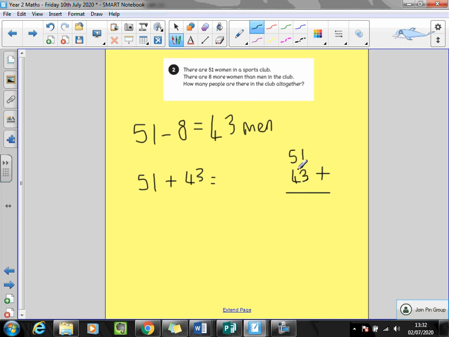1 add 3 is 4. 50 add 40 is 90. So we put the 9 to represent the 90. The answer is 94. There are 94 people in the club altogether.